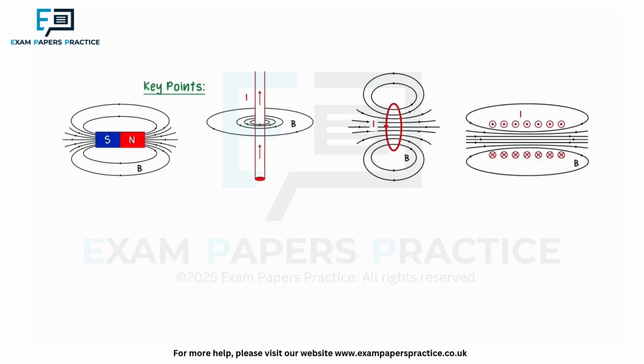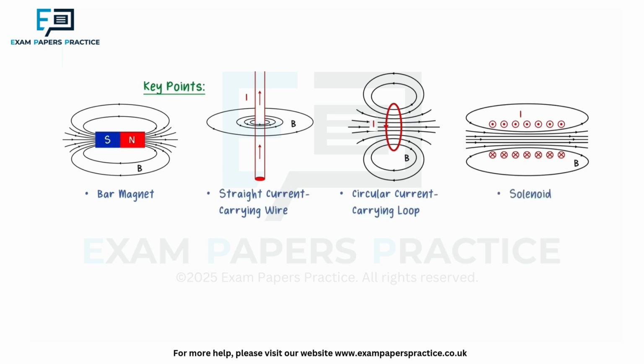We will now provide a final summary of the key understandings from this video. We saw that magnetic fields are produced from magnets and from moving electric charges, and they can be visualized through the use of magnetic field lines. In particular, this video showed the magnetic field patterns for a bar magnet, a straight current carrying wire, a circular current carrying loop of wire, and a solenoid.